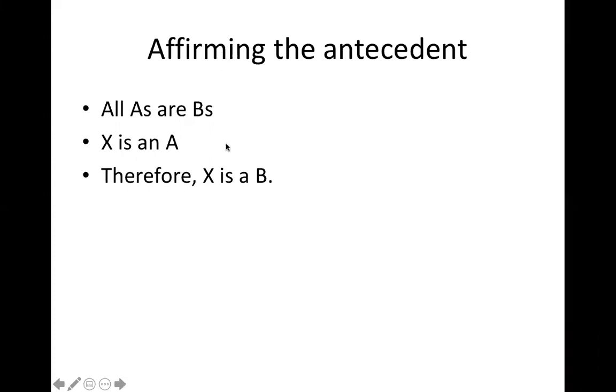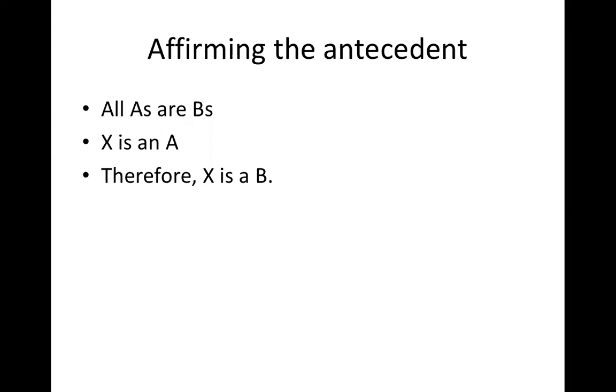So look at this argument. All A's are B's. X is an A, therefore X is a B. Now, all A's are B's. You can see that A is the antecedent, B is the consequent. X is an A is a sentence that affirms the antecedent. Therefore, X is a B. Now, the conclusion is affirming the consequent because premise 2 has affirmed the antecedent.